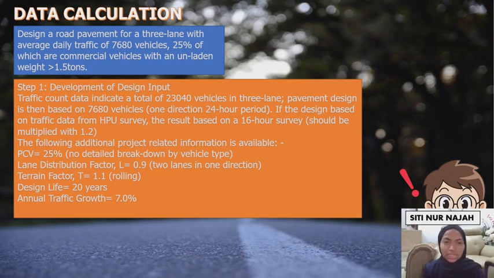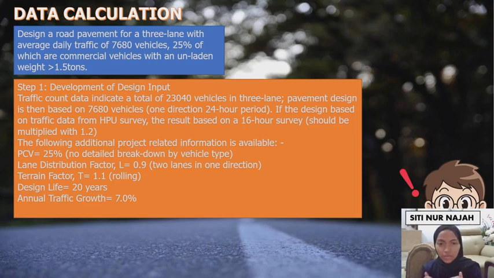For step 1, the development of design input, the total for the 3 lanes is 23,040 vehicles. The design of the pavement is based on 7,680 vehicles, which is one direction over a 24-hour period. If the design is based on traffic data from a HPU survey, the result based on a 16-hour survey should be multiplied by 1.2.